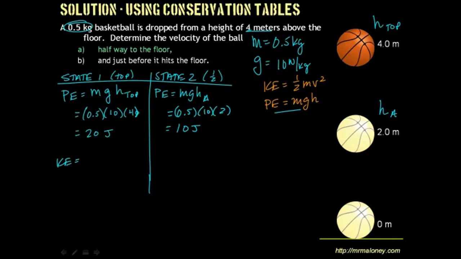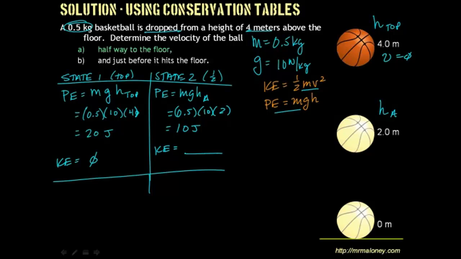Now at the top, even though it's a tiny bit hidden, we can find the kinetic energy. This problem states the basketball is dropped. Well, the word drop means that the velocity at the top equals 0. And if the velocity is 0, since the kinetic energy depends on the velocity squared, the kinetic energy is also 0. We don't know the kinetic energy halfway to the ground, so we'll leave that blank for now.